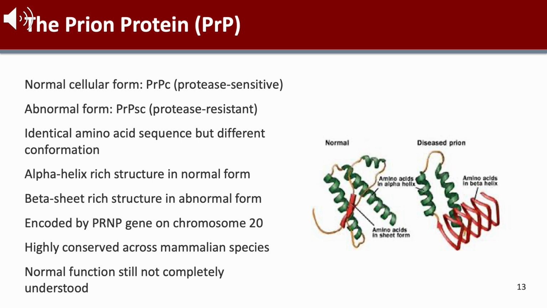The prion protein is encoded by the PRNP gene located on chromosome 20. Interestingly, the normal function of PrPC remains incompletely understood, though it appears to play roles in cell signaling, synaptic function, and possibly neuroprotection. The conversion of PrPC to PrPSc is the fundamental event in prion disease pathogenesis.